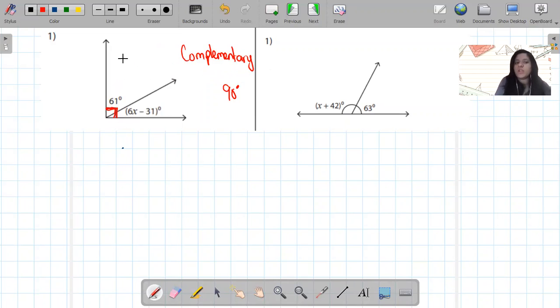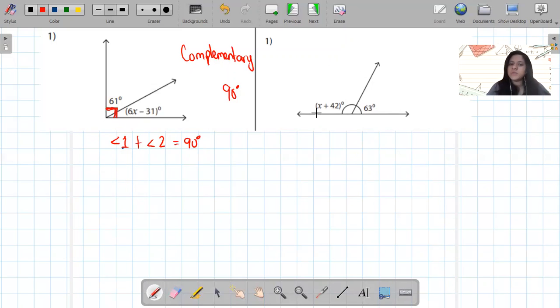So every time you are working with complementary angles, you're going to work with this formula here: angle 1 plus angle 2 is equal to 90 degrees. That's a formula you are going to use always when you are working with complementary angles. Every time you see this little square, you're going to use this formula.